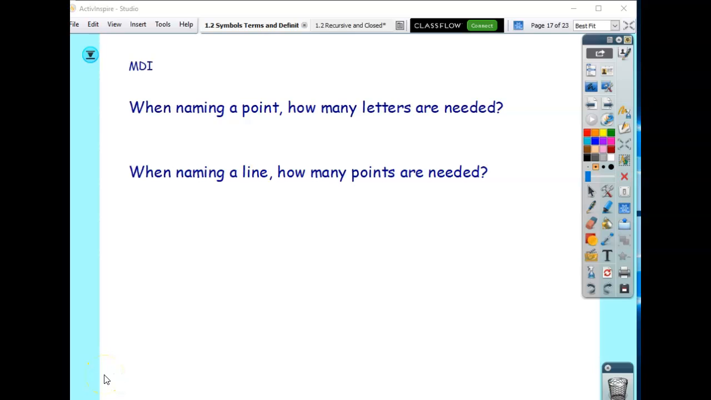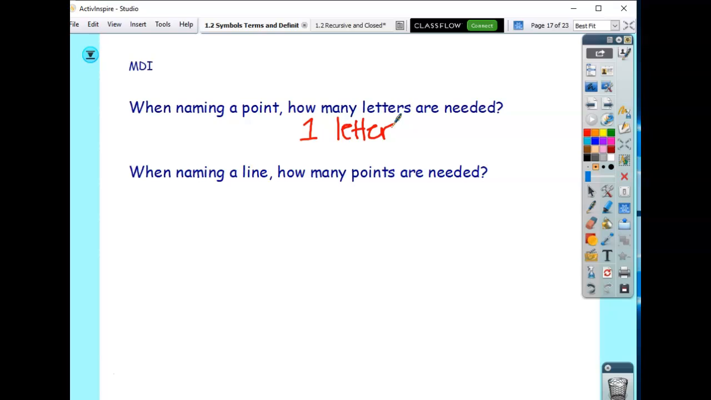Okay, today is just talking about naming geometric figures like rays, points, lines, planes, and angles. So when you're naming a point, how many letters are needed? You only need 1 letter to name a point, and you can either call it point X or you can just call it X. You don't necessarily need the word point in front of it.